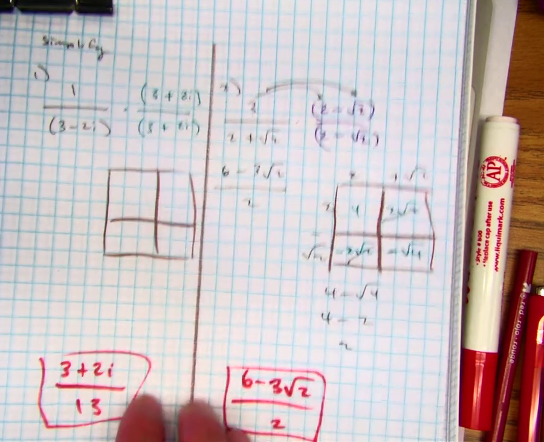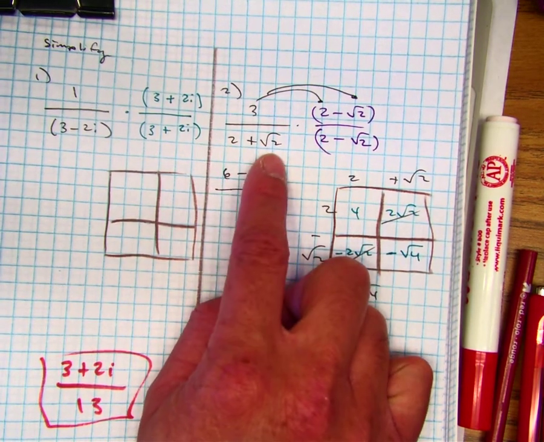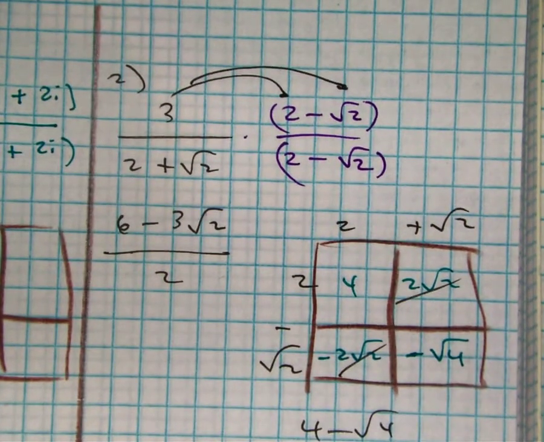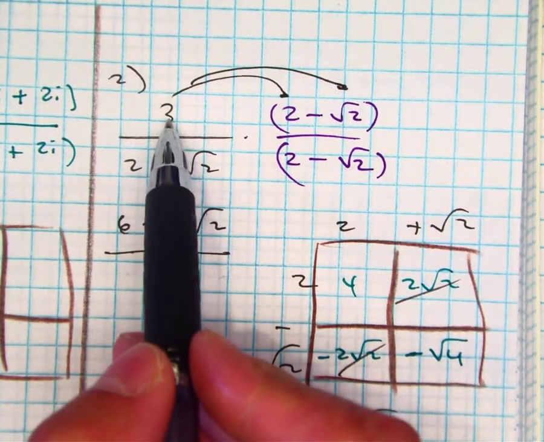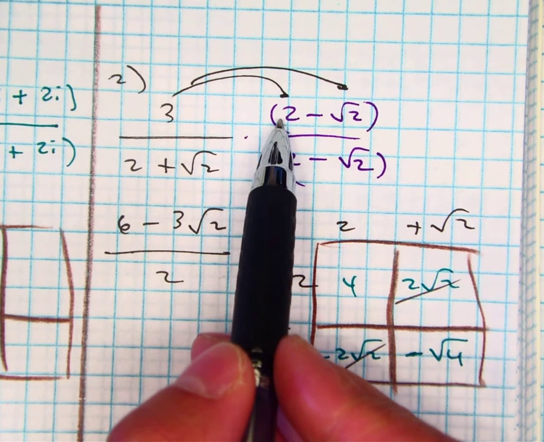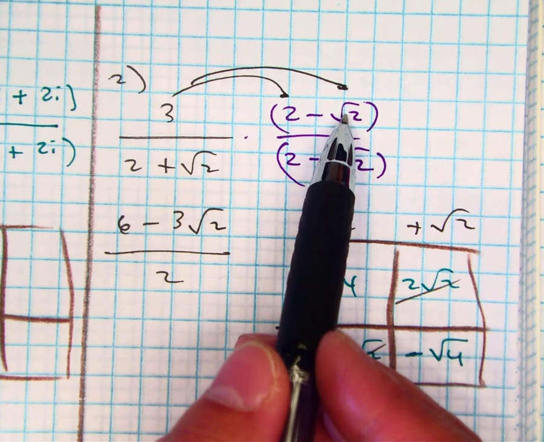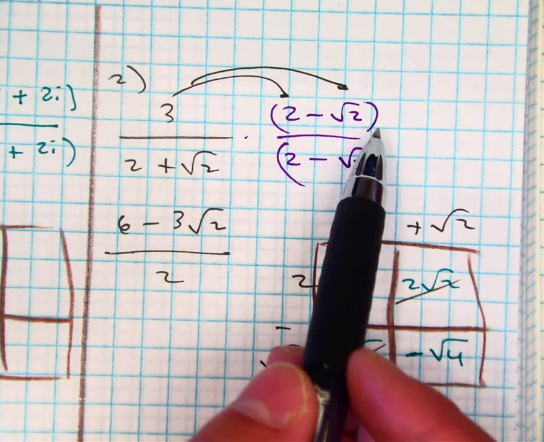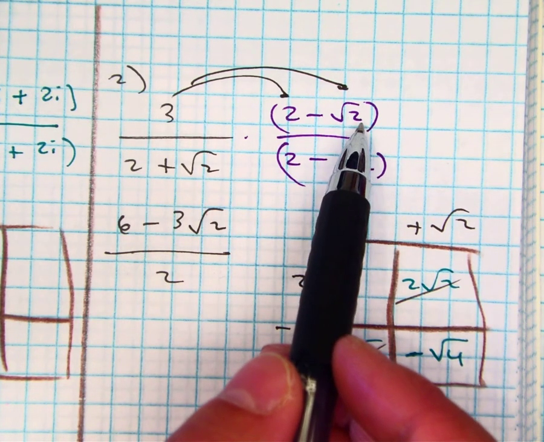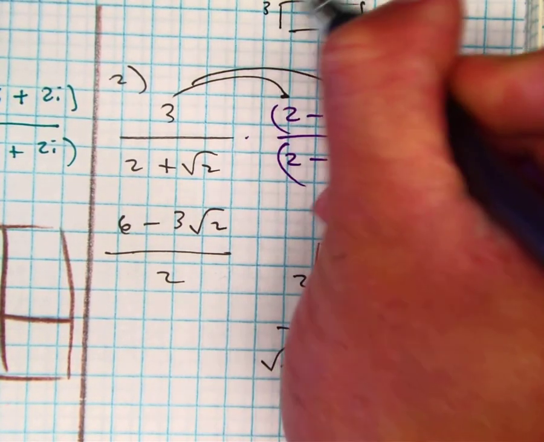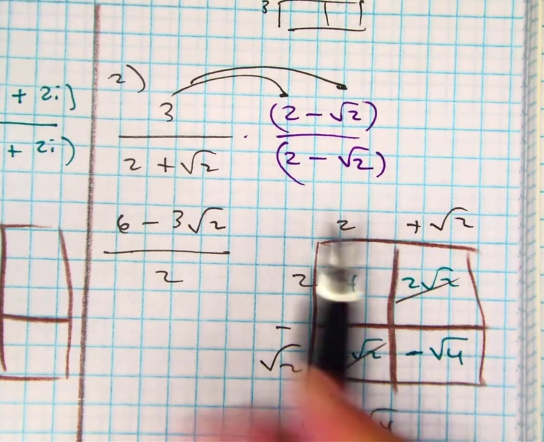In the second problem here, it says 3 over 2 plus radical 2. This is a monomial times a binomial, so I don't need to do the box. It is a box, but it's a 1 by 2 box if you wanted to do something like that. Or you can just distribute.